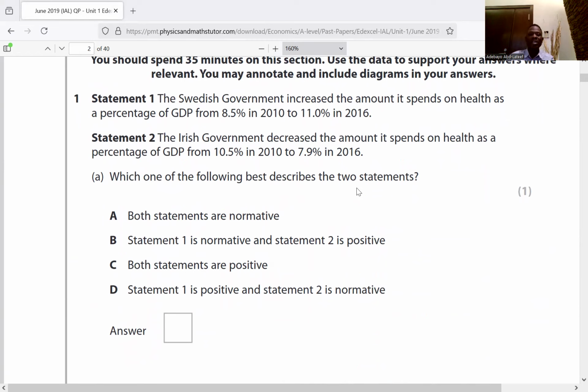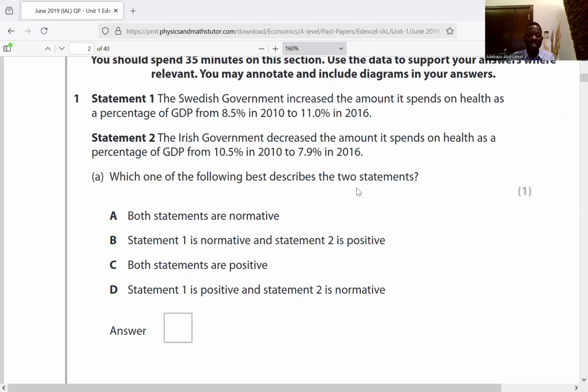These are statements. So option A says both statements are normative. They are not normative because normative statements are value statements. They involve opinion, which means we might use "should" in the phrase. So it is not A. B, statement 1 is normative. There's no normative statement here, so B is not correct at all.